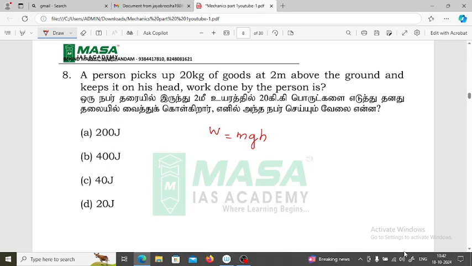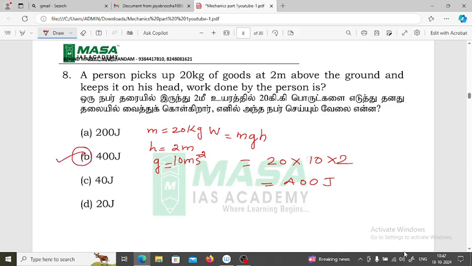M is given. What is m here? M is 20 kilogram. Height is given, that is 2 meter. And g is also given, 10 meter second power minus 2, acceleration due to gravity. Substitute all the values. What is work done? 20 into 10 into height 2. That is equal to 400 joule. Very, very simple question. 20 into 2, 40. 40 into 10, 400 joule. Answer option B. 400 joule is correct.